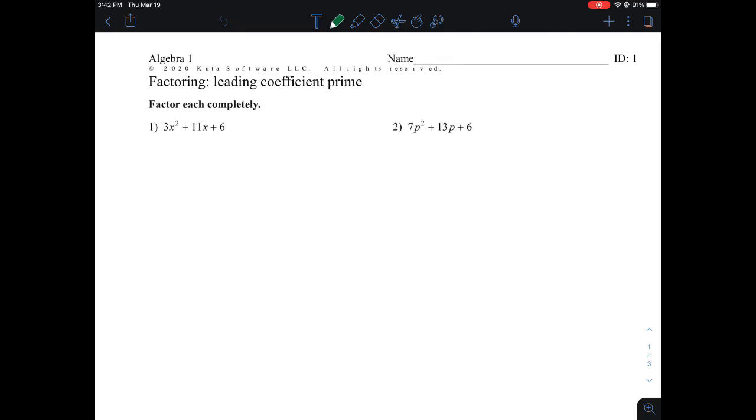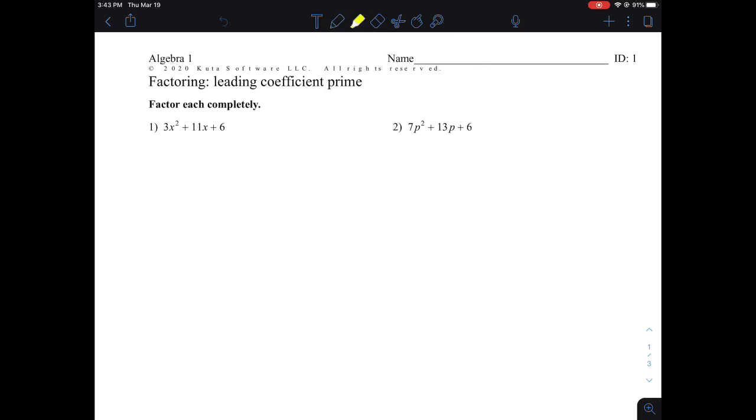Okay, so now we're gonna work on trying to factor trinomials where the leading coefficient, or the coefficient of the squared term, is a prime number and it's not a 1. So this makes the process a little bit more complicated, but the process itself stays similar.